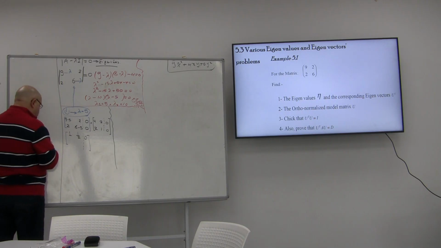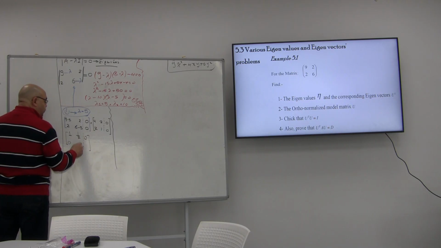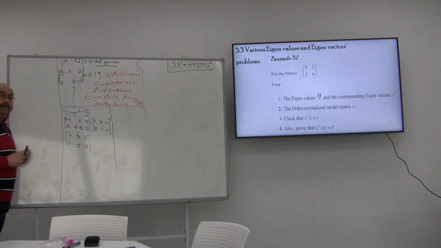-2 plus 2, you will end up having a 0. -2 times half is going to be -1 plus 1, it's going to come up to 0. -1 times 0 plus 0, so it's going to be a 0. Now, I have the simplest form and the nearest form to a row echelon matrix.